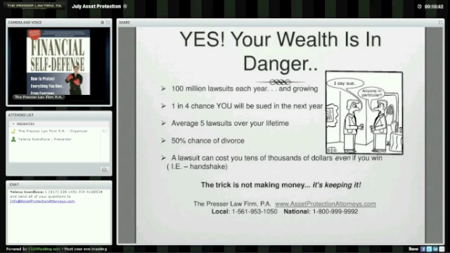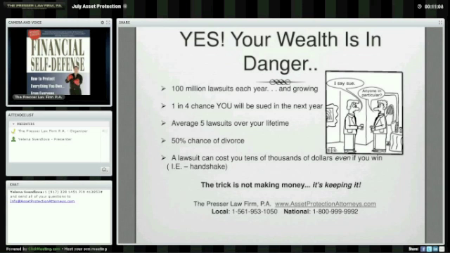There's a 1 in 4 chance you'll be sued in the next year. The average person and company is sued 5 times over their lifetime. So if you have an S-Corp or you have an LLC, you're sued on average 5 times, and your company is sued on average 5 times. Now, of course, we have clients that have never been sued, and I also have clients who get sued literally dozens of times a month. So these are just the average stats.